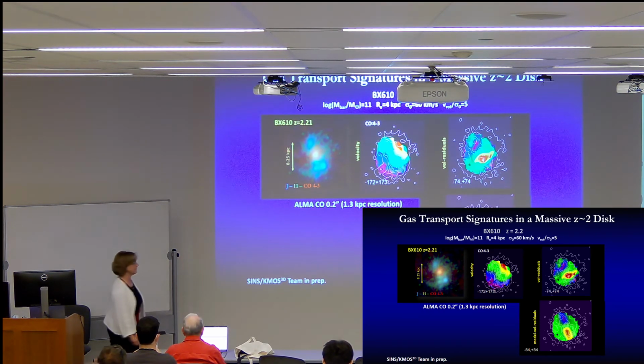The first one I'm going to show you is the source that Reinhard showed you yesterday. This was actually done with ALMA in the one long integration that we were able to get time on ALMA to do. And the data are beautiful. This is a CO 4 to 3 map for this galaxy at redshift 2.2, a very massive evolved galaxy, BX610.